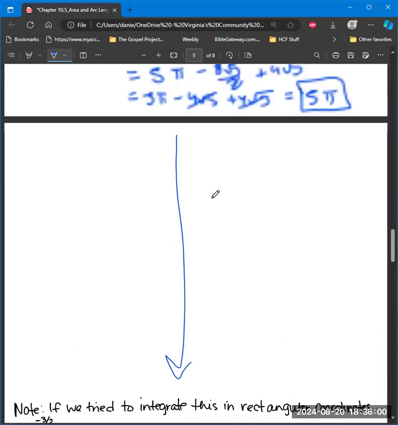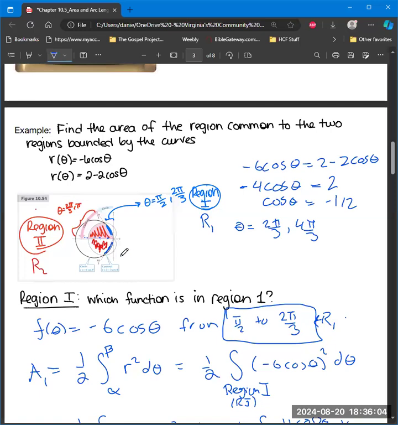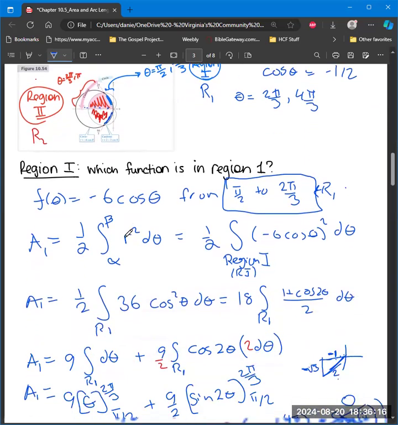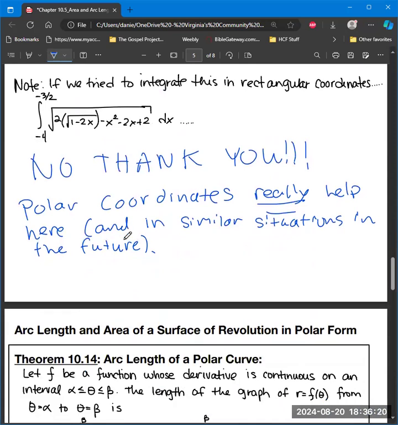So when we see things that are more circular or oval in nature, that appear to be sweeping a radius, and that radius may be changing as the angle changes, polar coordinates are really going to help us here. And we're going to run into a lot of these types of polar regions in the future if you take Calculus 3. So it's going to be really, really helpful.